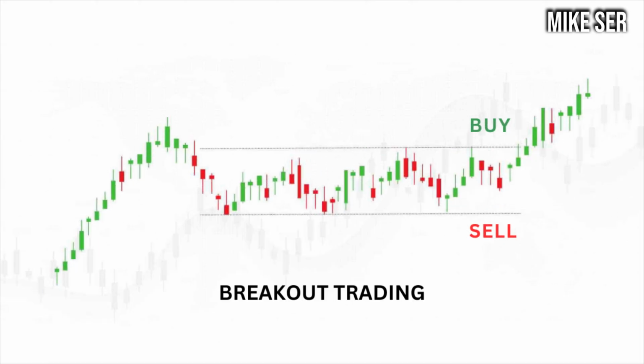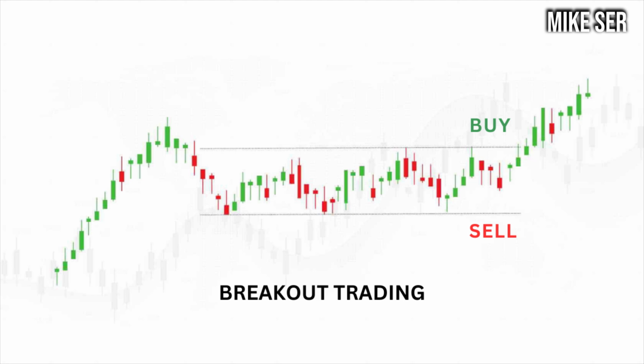Now, the first type of trend trading strategy that I want to share with you is called breakout trading. Now, it's a scenario where traders look for a stock that has been trading in a tight price range or going sideways for a while, and then the trader would enter a position once the price breaks out of a defined range, whether it's above the top of the range or below the bottom of the range.